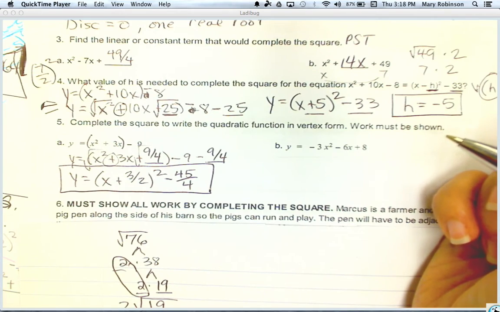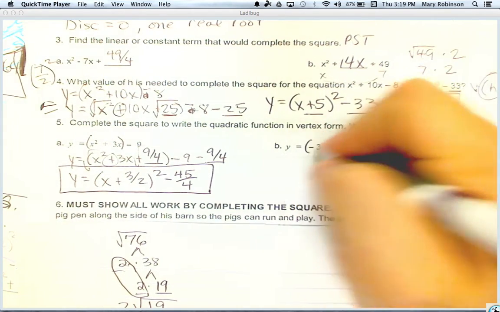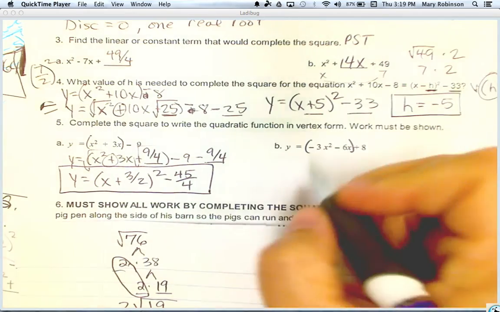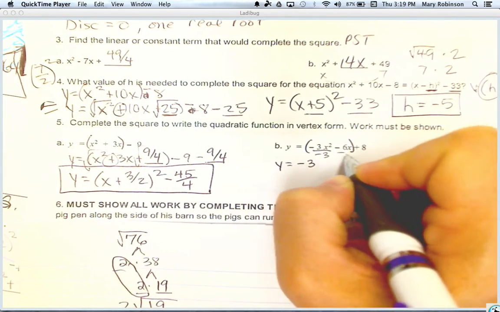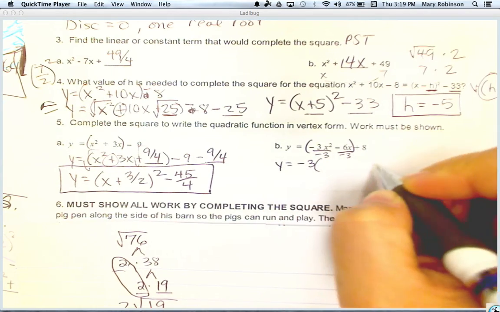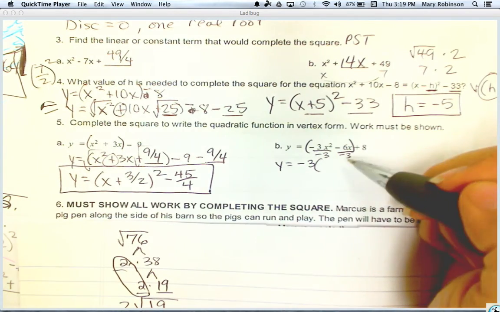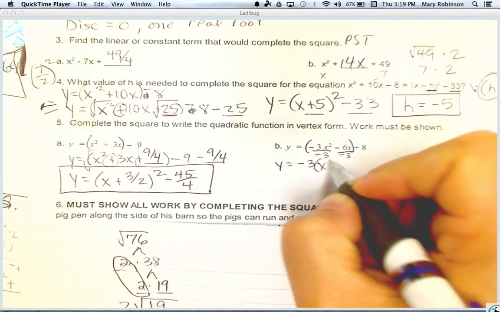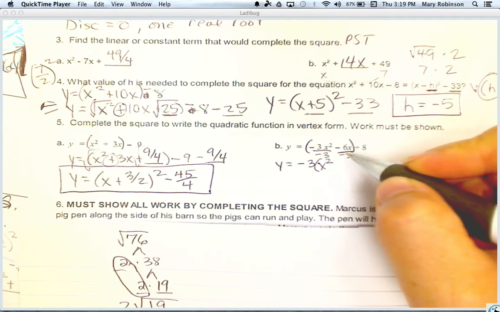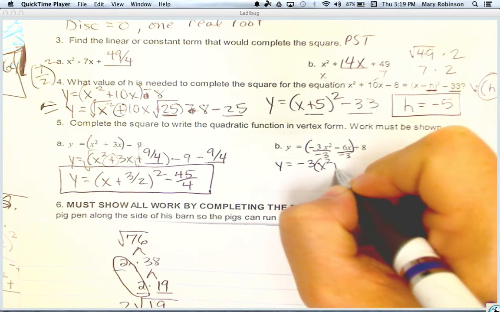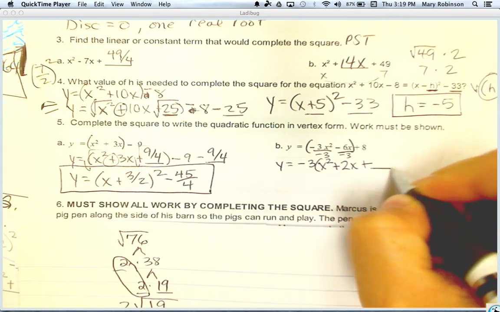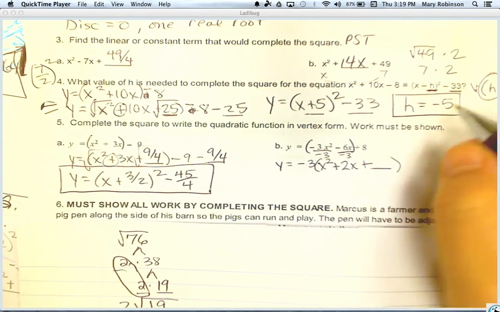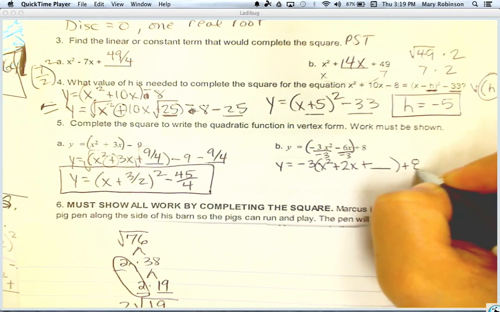B is going to involve an additional step. We still put parentheses around our quadratic and linear terms, but we must keep the -3, the a value, out in front of this quantity. So remember, when you're factoring something out, you simply divide the terms by that value. So we'll have x squared. Keep in mind this is -6x divided by -3, which gives us positive 2x. Now when we complete the square, we are going to have to add that number in, so we'll put plus blank. Bring down the +8.